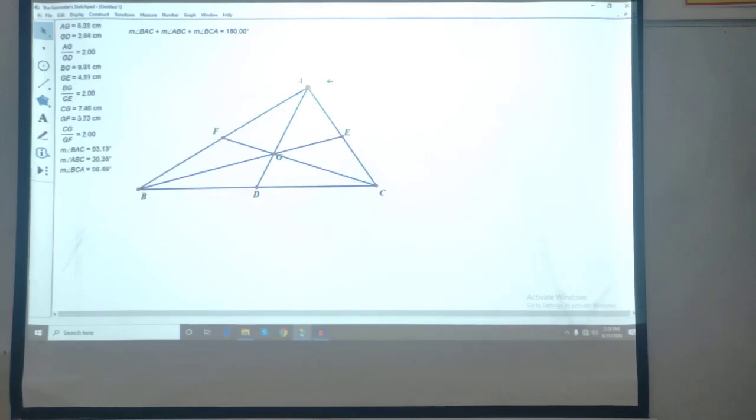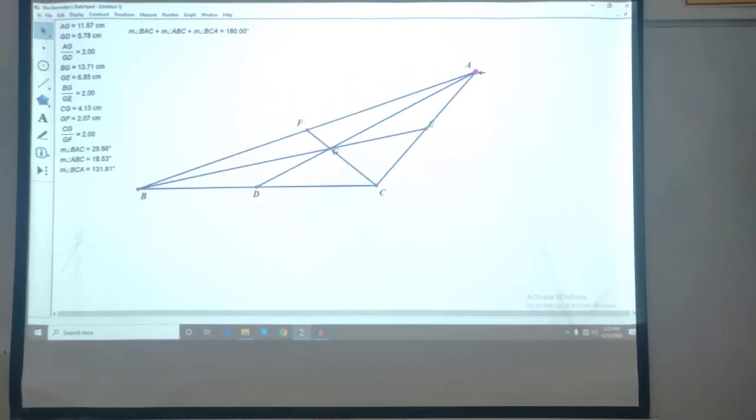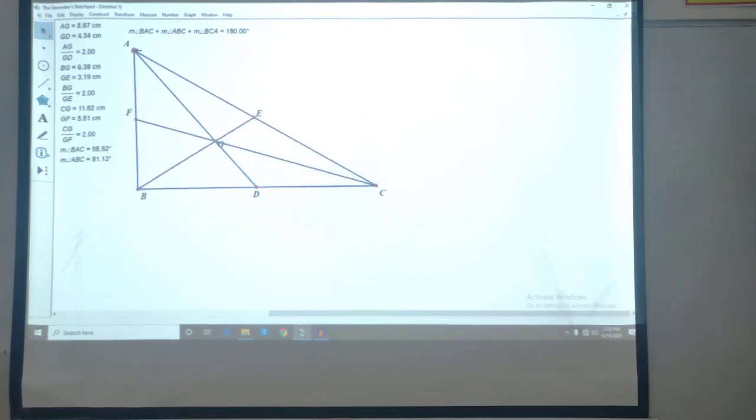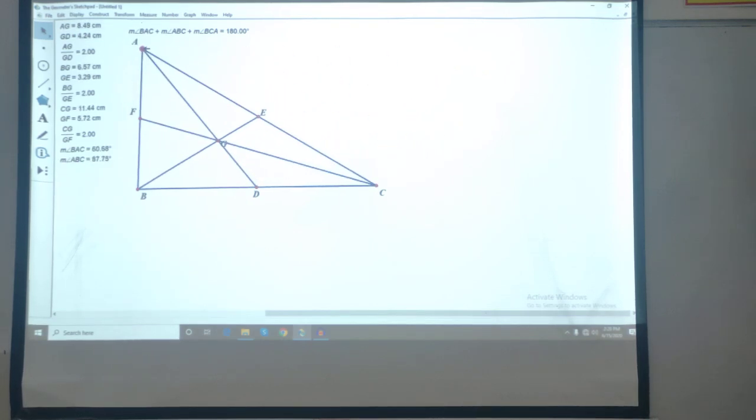You can observe here, if I make angle C obtuse, angle C is 131.81 degrees. Again, the center lies inside the triangle, whether the triangle is an acute angle triangle, an obtuse angle triangle, or a right angle triangle. You can see here this is around 97.